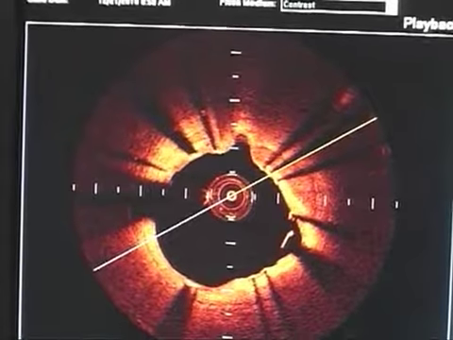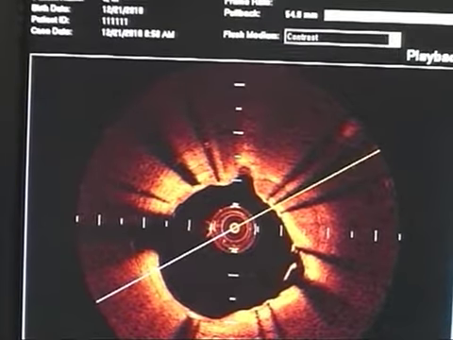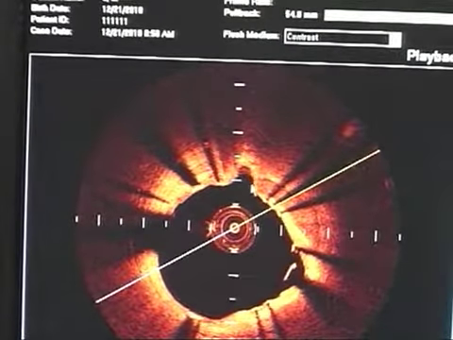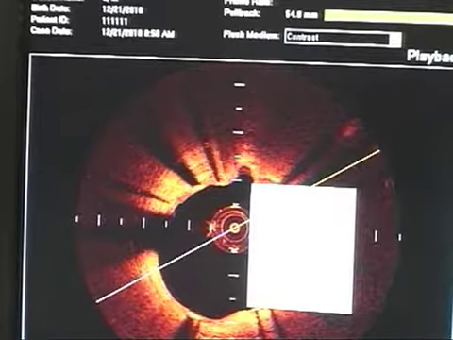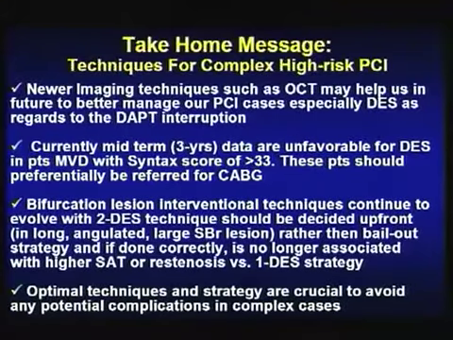And if I can just sum up with my last slide, the newer imaging techniques such as the OCT may help us in future to better manage our PCI cases, especially DES, as regards the depth interruption. To me, the IVUS is very good in terms of stent expansion, seeing the apposition, whether there is a positive remodeling, dissections and so on. But the OCT, to me, will be very important for the depth interruption.